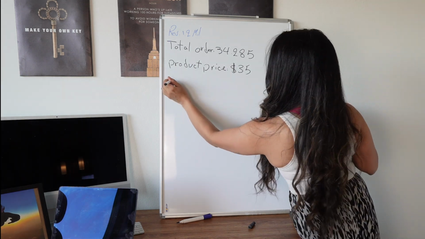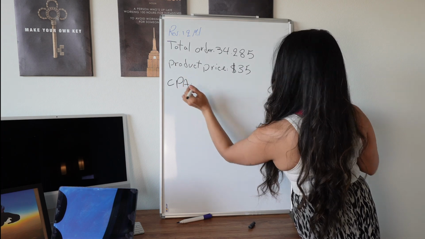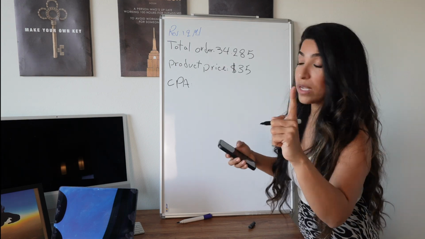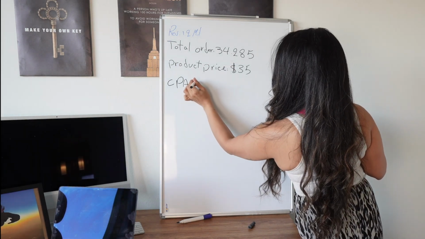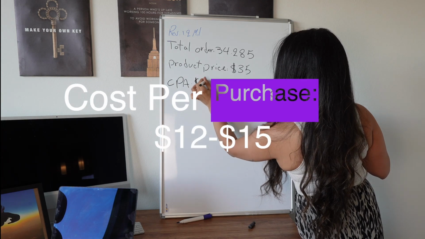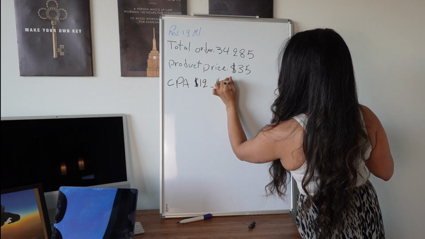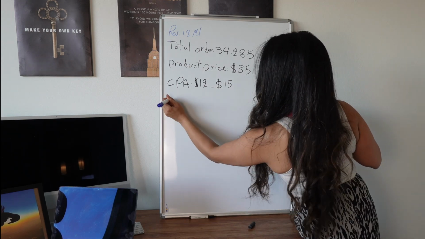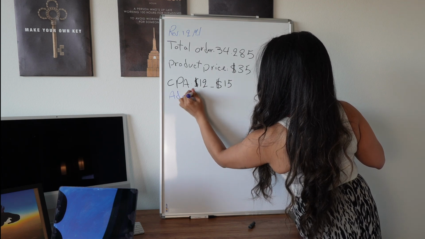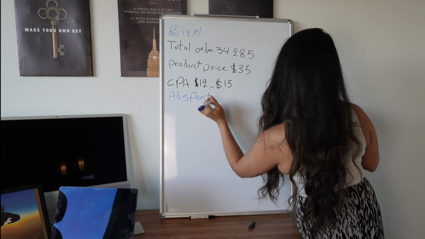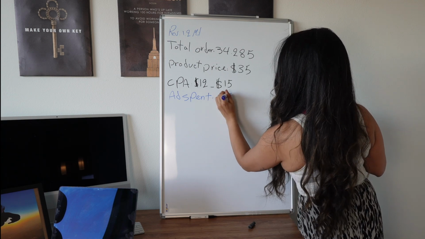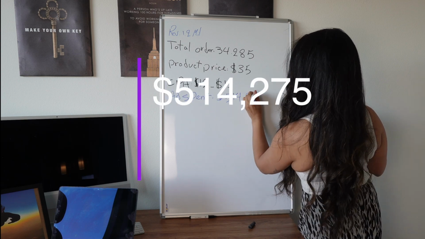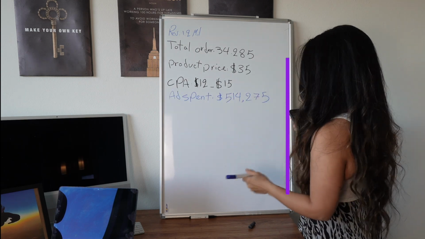And our average CPA, let's say with testing and a lot of other stuff. CPA is cost per purchase, so how much we spent to get one sale was between, some of our accounts were $12 to $15. And then we have ad spend for the whole year. We're gonna write it down here. Ad spend for the whole year was $514,275.